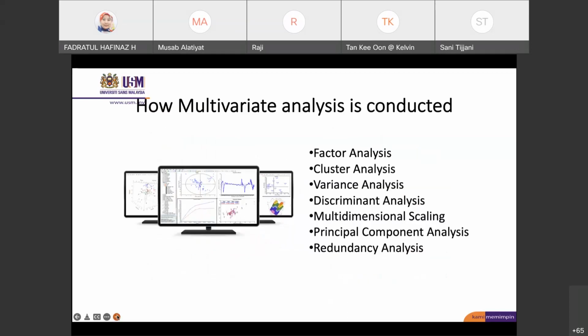Commonly used multivariate analysis techniques include factor analysis, cluster analysis, variance analysis, discriminant analysis, multidimensional scaling, PCA, and also redundancy analysis.